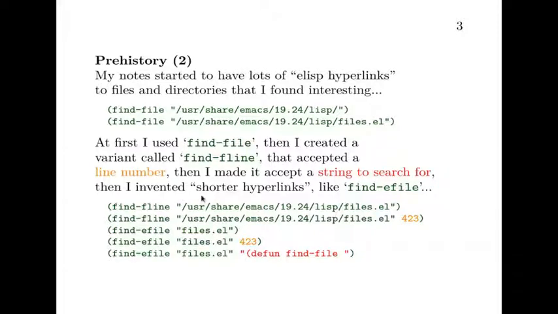And I also invented shortened hyperlinks like these three here, in which I do not need to specify the directory like this, because this directory is somehow embedded in this code here, E. So E means the directory with the Lisp files in Emacs.